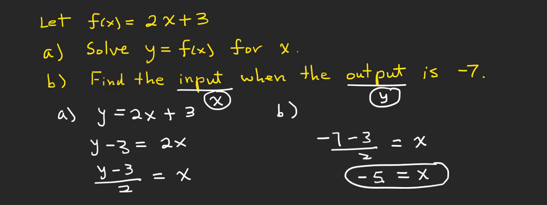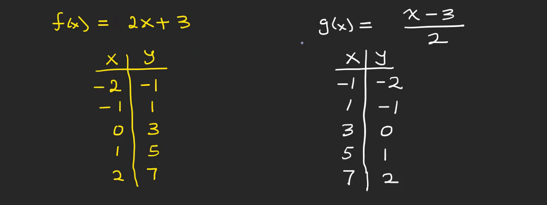That's your input. Let's take a look at these two functions here, f of x and g of x. I made an x and y table for both of them. Now notice, when x equals negative 2 for f of x, the y value is negative 1. And when x equals negative 1, the y value is 1, and so forth. So you get 0, 3, 1, 5, and 2, 7.